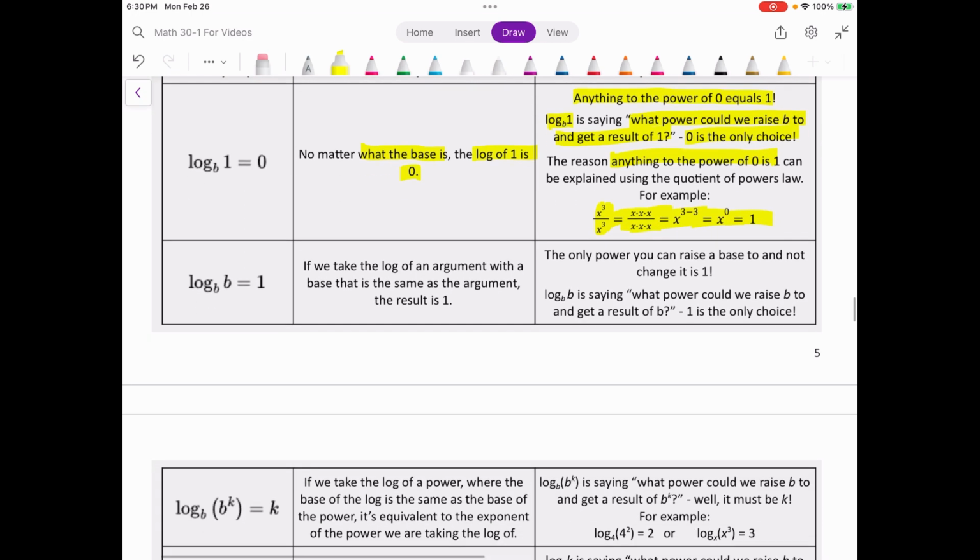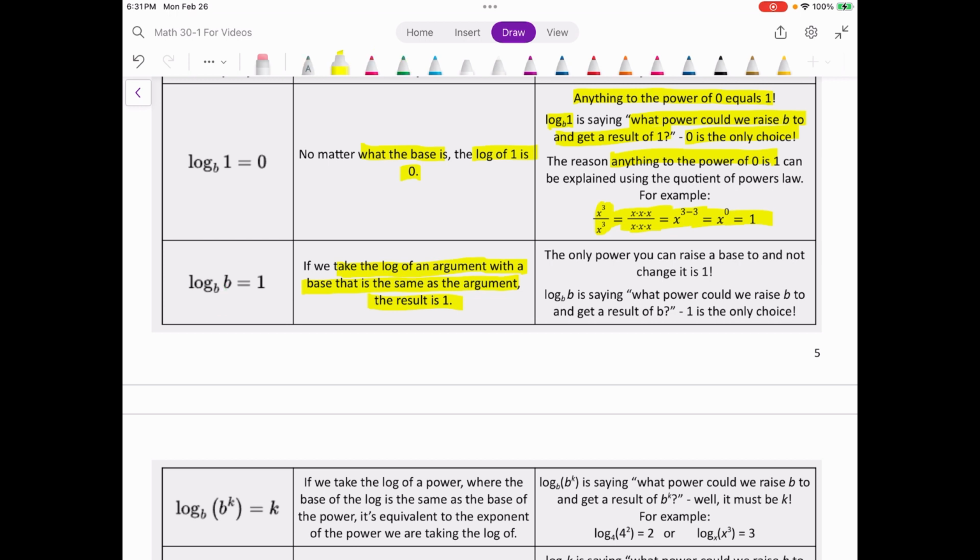All right, log base b of b, meaning that if we take the log of an argument with a base that is the same as the argument, the result is always 1. So again, notice here, it doesn't matter what b is. If we have log base b of b, maybe it's log base 2 of 2 or log base 5 of 5, the result is always going to be 1. It's always equivalent to 1.